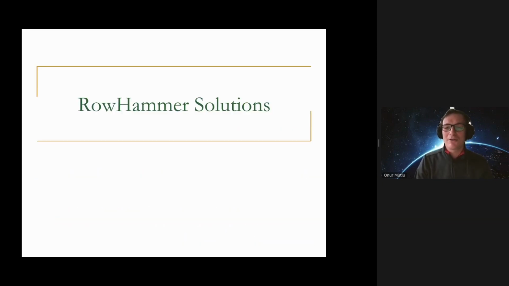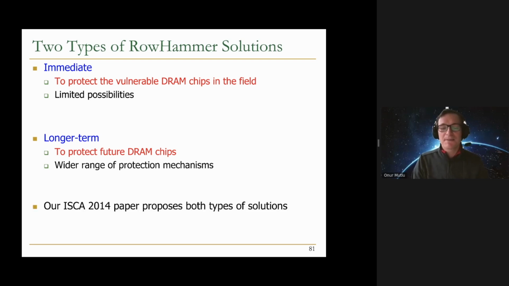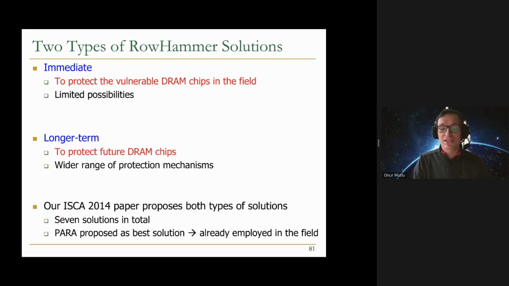Let me talk about the Rowhammer solutions a little bit before I talk about the more recent work. So there are 2 types of solutions needed in Rowhammer, because clearly the chips that are out in the field are vulnerable. What do you do about them? These are immediate solutions. We need to protect the vulnerable chips, and there are limited possibilities. Longer-term solutions can be more aggressive and may have more options, and this is to protect the future DRAM chips. And in our paper, we introduced both types of solutions, 7 solutions in total. I'm going to talk about PARA, which is already employed in the field, or it used to be employed until DRAM manufacturers claimed that they solved the problem, which we will talk about.